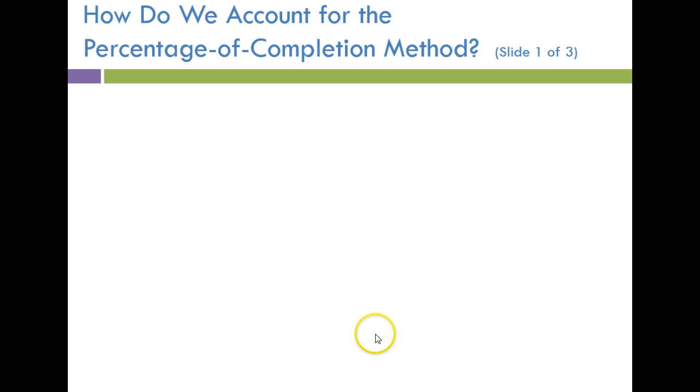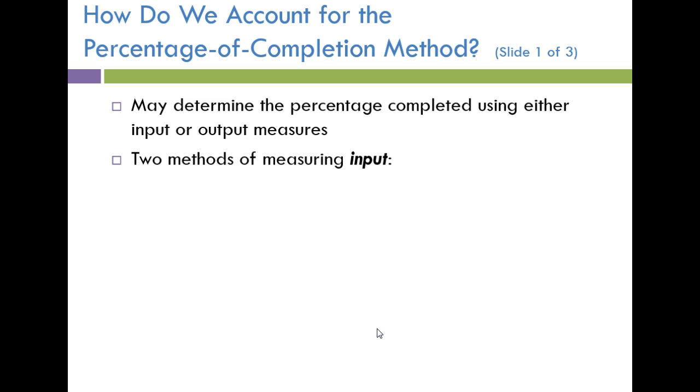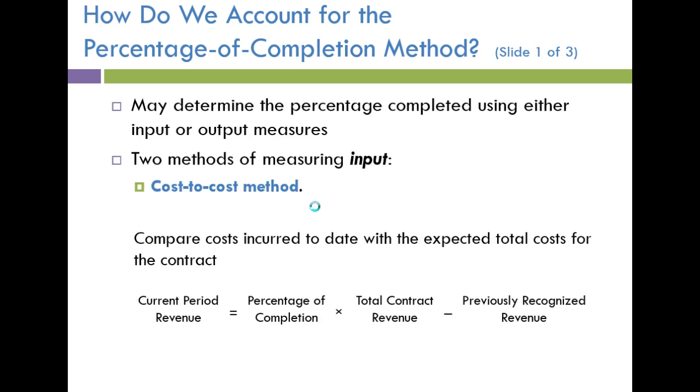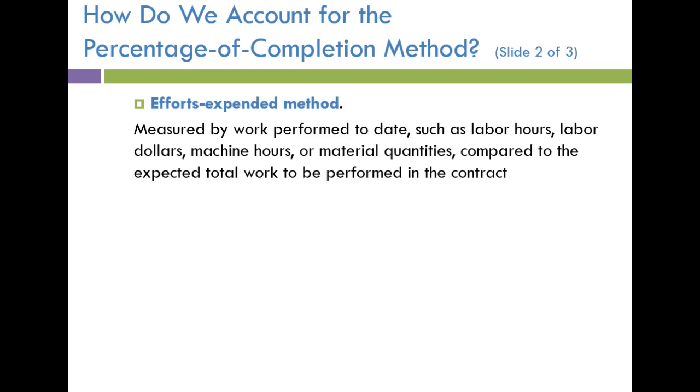How do we account for the percentage of completion method? We'll have to somehow determine the percent that was completed. And there's 2 methods of doing it. Cost to cost method, where you compare cost incurred to date with the expected total cost for the contract. So if we know we're going to have $1 billion in cost, after the first $2 million, we're going to show a certain amount completed based on costs. Or efforts expended, work measured by work performed to date.